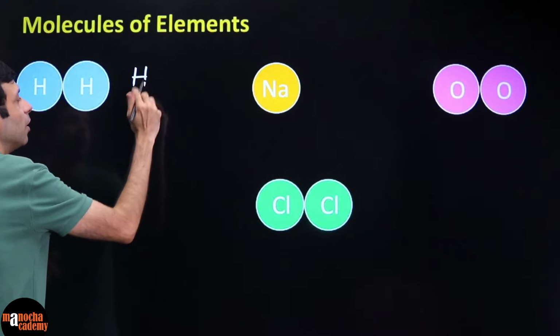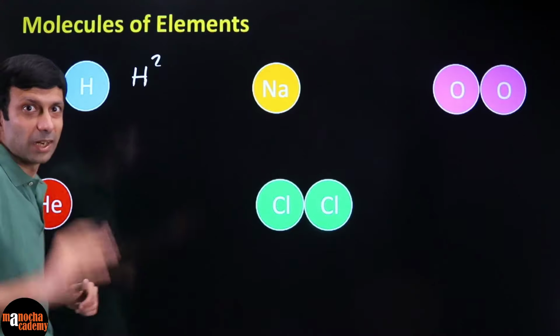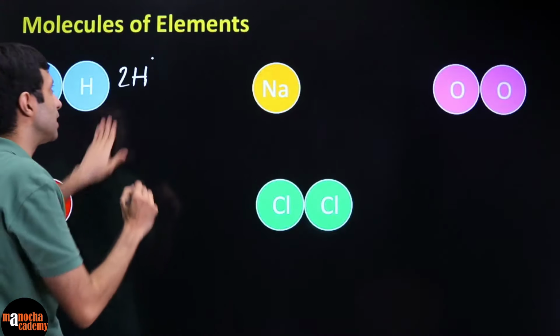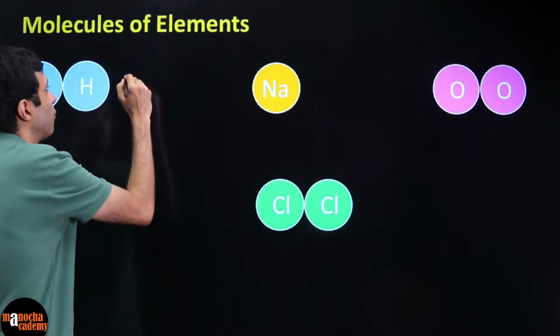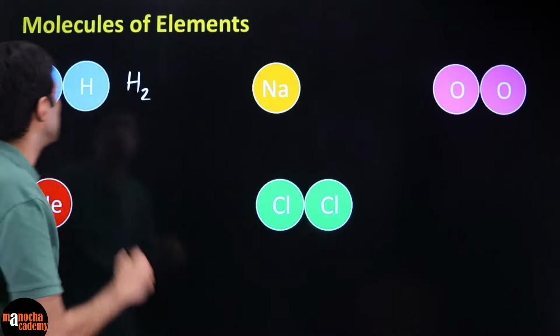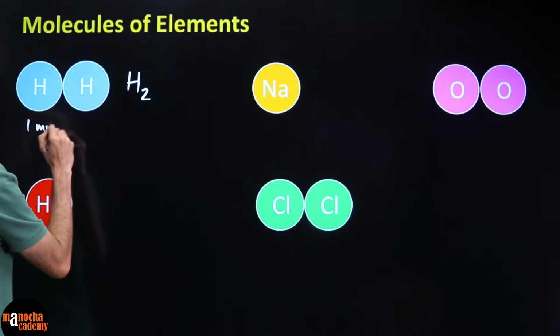But please remember, you don't write the 2 here. That looks like an H square. It looks like a mathematics class. Do not write it here. This has a very special meaning. So we have to write it as H2, with the 2 as the subscript. So this is one molecule of hydrogen.